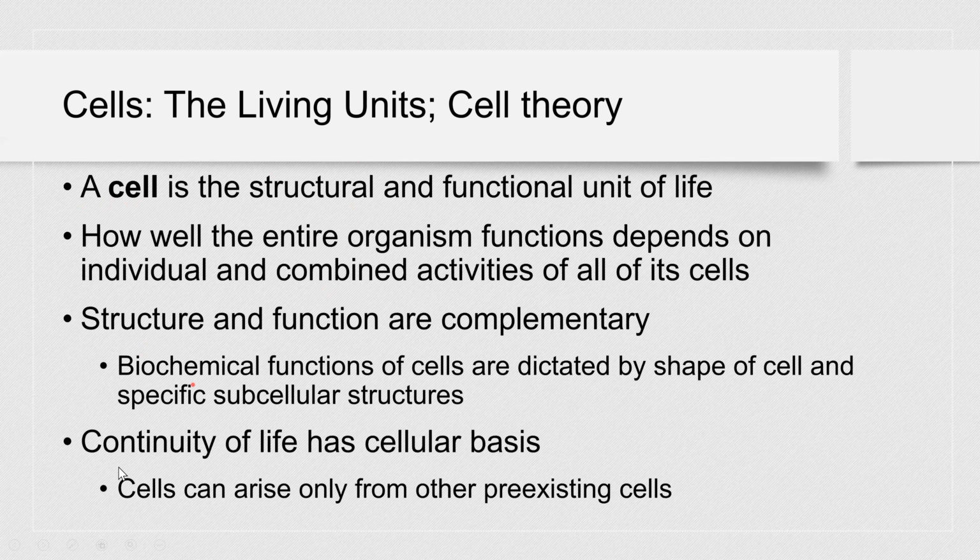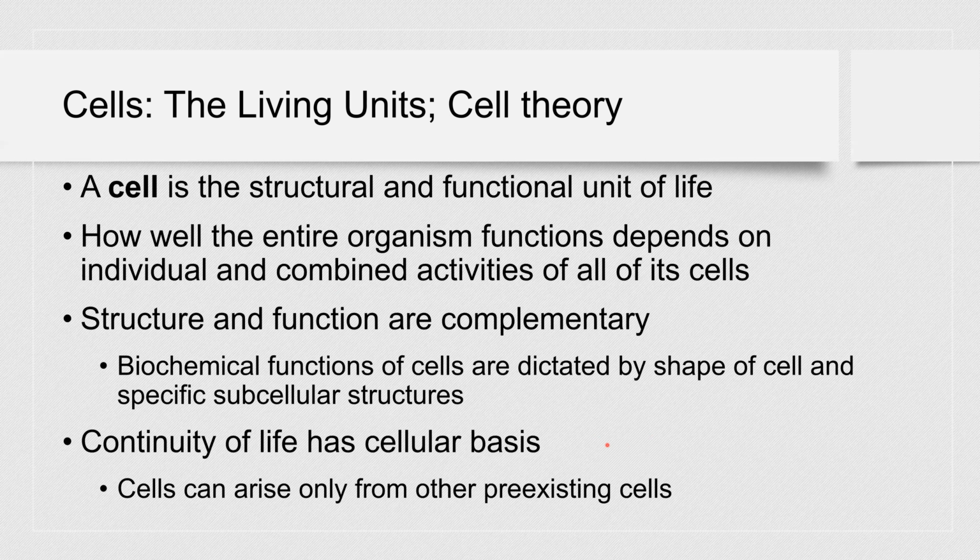Now, we just said that cells can arise only from other pre-existing cells. That means cells will divide to produce more cells. And you need cell division if you want to replace some cells that can be damaged or lost. For example, if you cut yourself, right, some of those cells are dead. Now adjacent cells will divide and replace them, stem cells, precursor cells, they will divide and replace cells that are damaged.